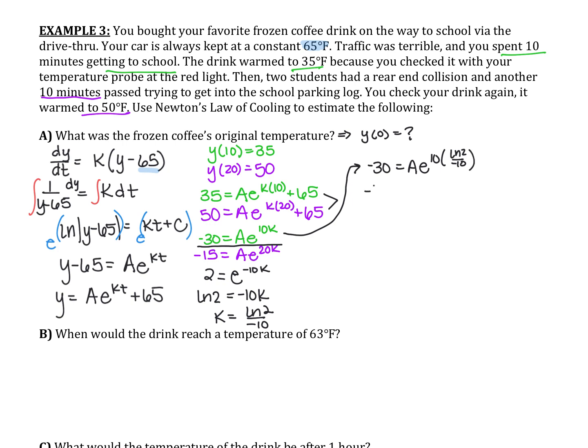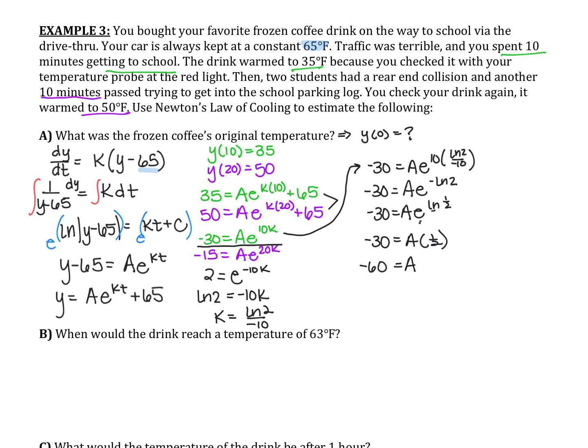What that gives me is negative 30 equals ae to the, 10's cancel out, leaving me with negative natural log of 2. Or if we use our log properties, we get negative 30 equals ae to the natural log of 1/2. The beauty of that is we have e to the natural log, which means we get negative 30 equals a times 1/2, which means a equals negative 60.